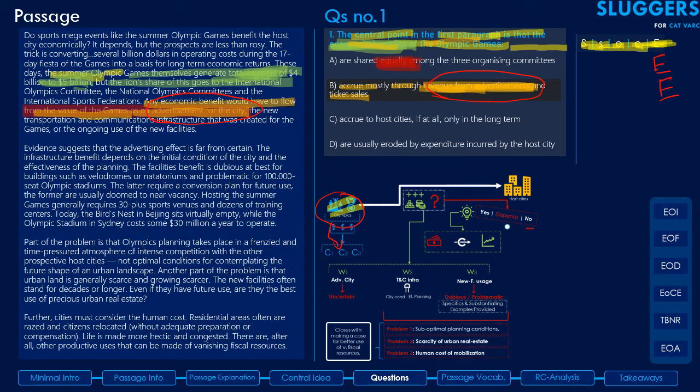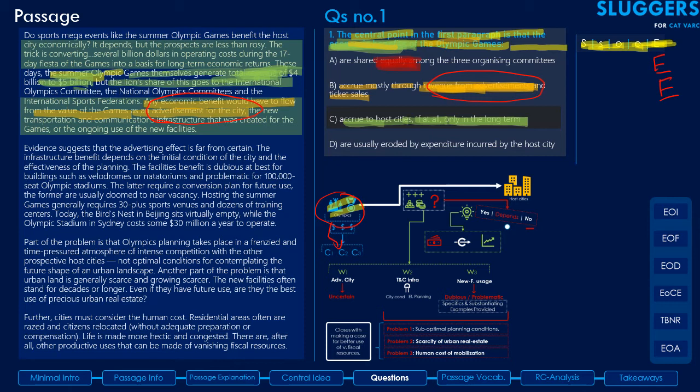Okay, coming to the next one, option C. It says economic benefits of the Olympic Games accrue to host cities, if at all, only in the long term. Guys, there are two different PORs provided in the first paragraph itself, which are evidence enough to show that this is in fact the central idea of the first paragraph. Look at the first POR. It says, do sports mega events benefit the host city or not? It depends, but the prospects are less than rosy.